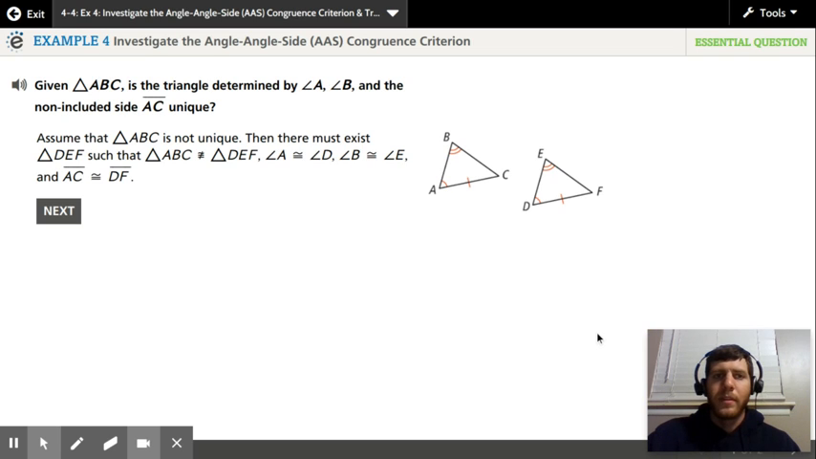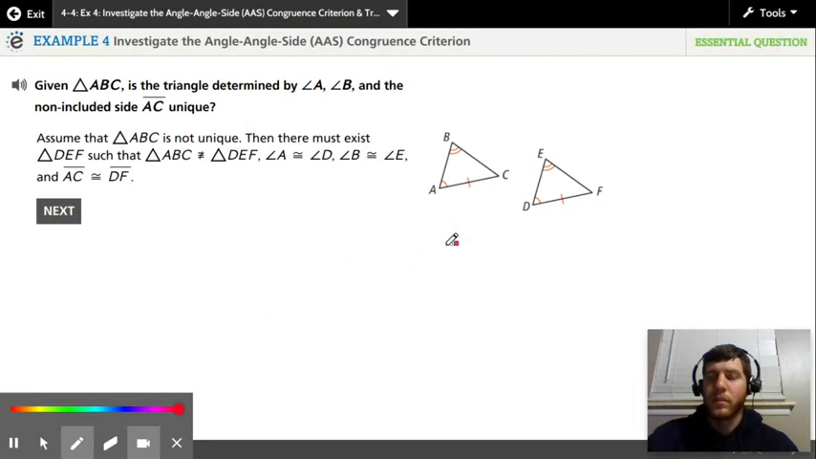Okay, example 4 wants us to investigate the angle side congruence criterion. So the whole idea here is if we have angle side, we have two pairs of angles that are congruent, right? Two pairs of corresponding angles that are congruent. If we know that two pairs of angles are the same, this is our third angle theorem. We really haven't talked about that this year. But if you know two angles of the triangle, you're going to be able to find out the third.